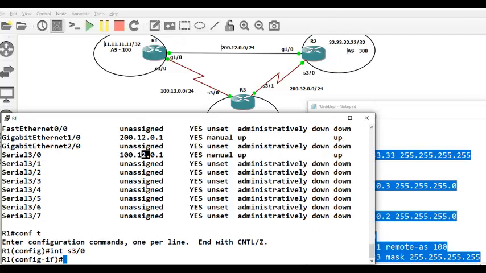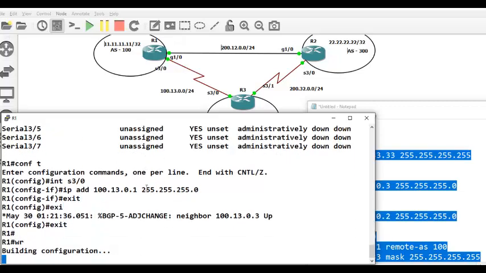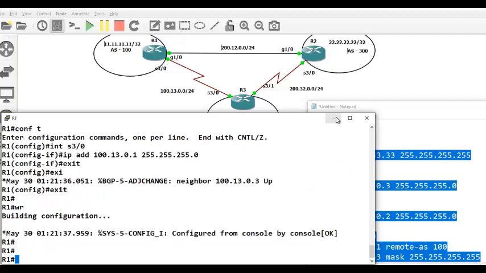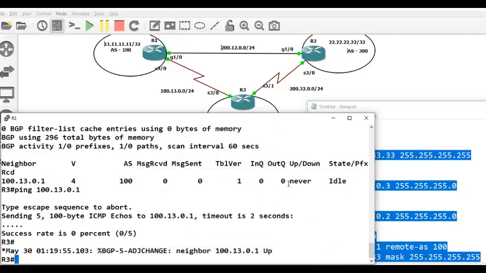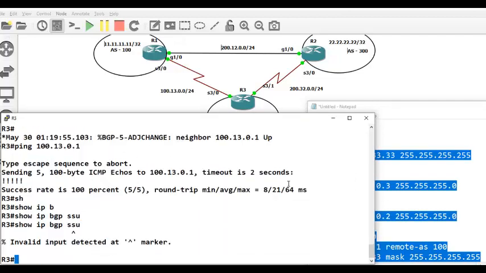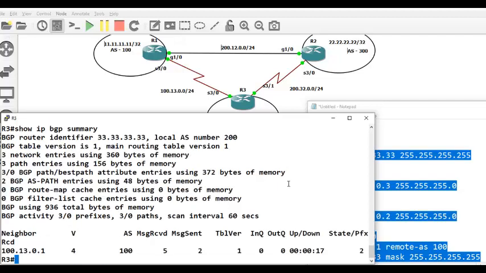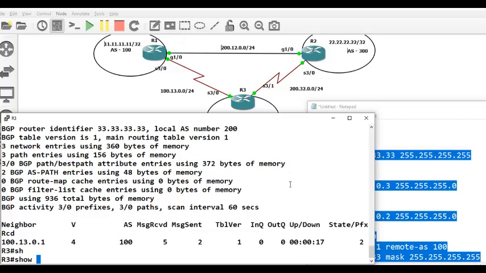Serial 3/0, IP address 100.13.0.1. I'm doing this lab for you, you know it. So you need to correct me when I'm typing wrong. So I got one neighbor, show ip bgp summary. There is another neighbor that I want, but it's not appearing. Show ip interface brief.